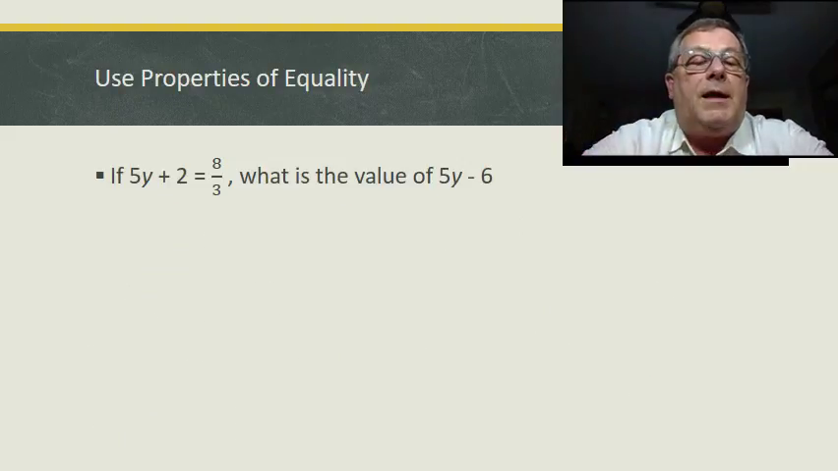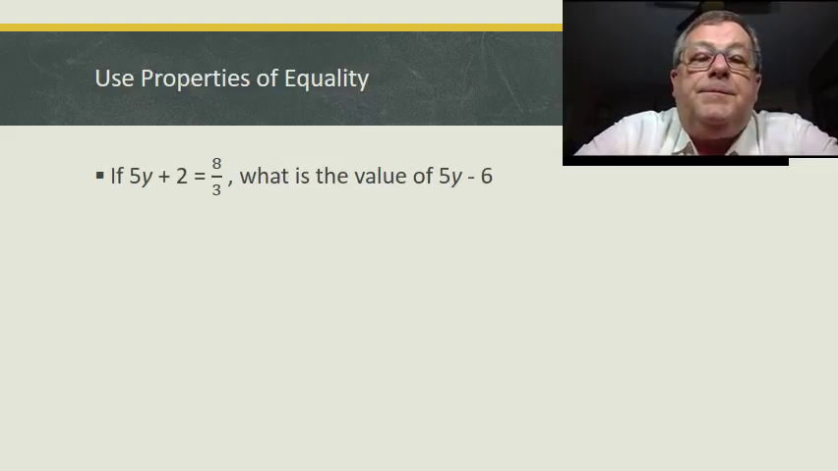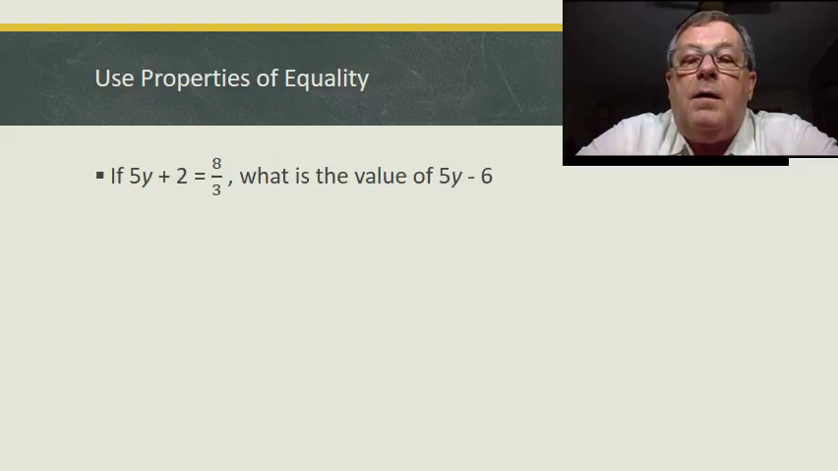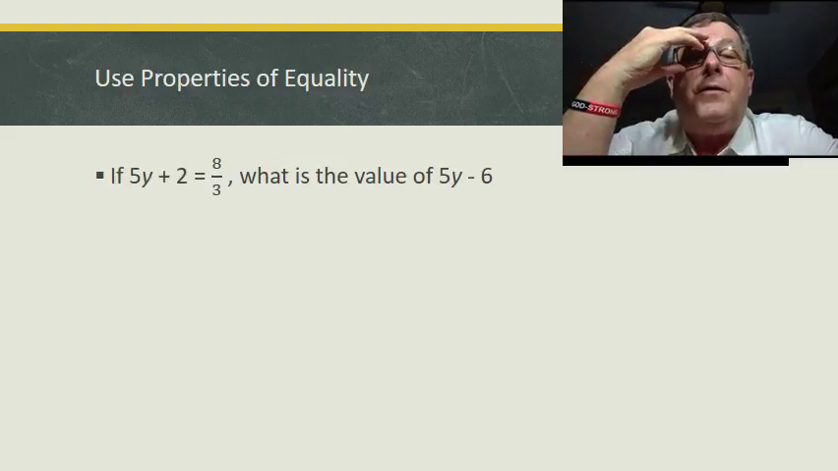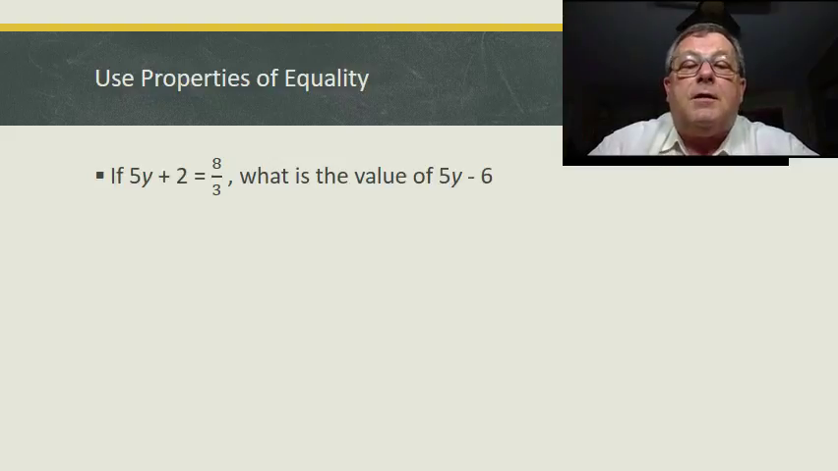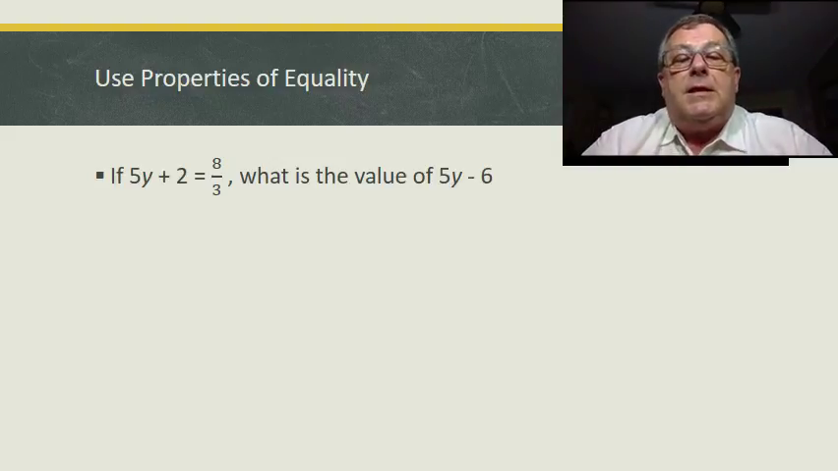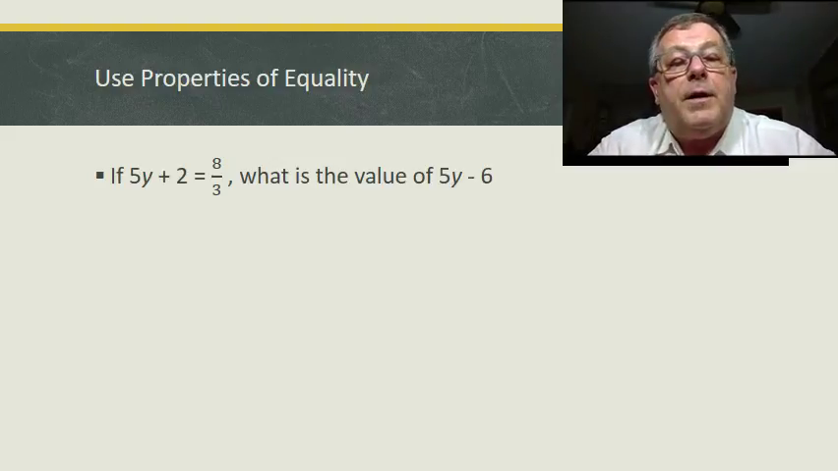Okay, here we're being asked to use the properties of equality. If 5y plus 2 equals 8 over 3, what is the value of 5y minus 6? I'm almost tempted to skip this, because this is really, in my view, just about ridiculous. So let's see. We'll solve it the way they want you to here in the book, and then possibly we might go in and solve it the way most normal people would do it.